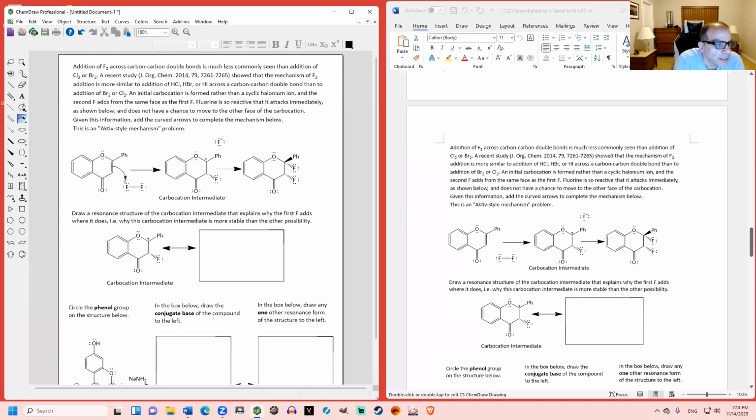So that means we have our alkene attacking the fluorine and breaking the bond between the two fluorines, just like adding HCl or HBr or HI. That gives this intermediate. And then you have attack of the fluoride ion onto the carbocation to give you the product. So that's all there is to it.